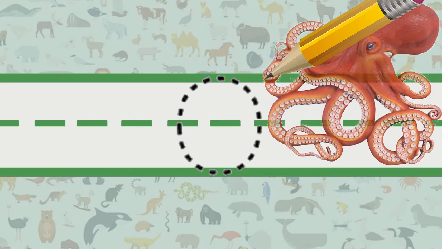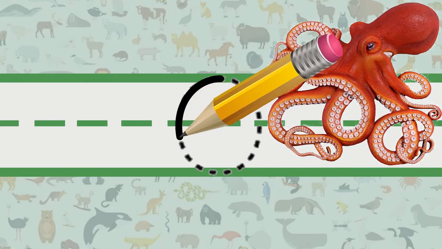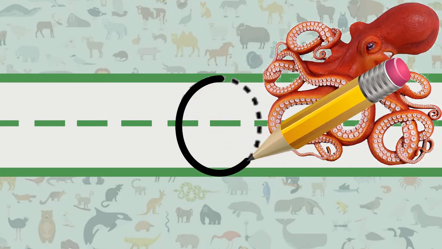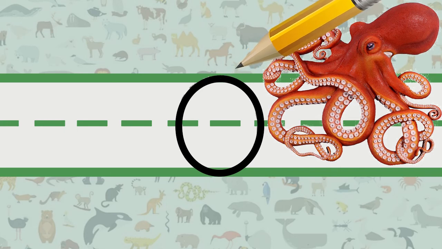O is for octopus. For capital O or big O, start at the top and draw a curved line down to the bottom. And then continue the curved line back to the top. Good job! Let's try that again.